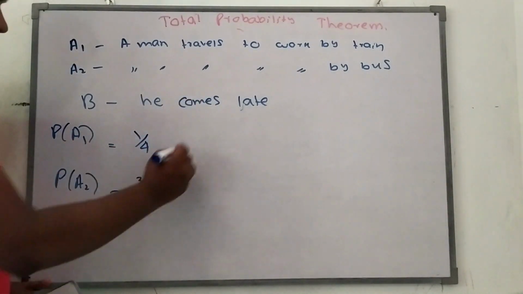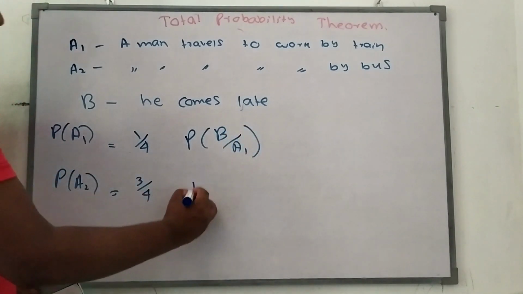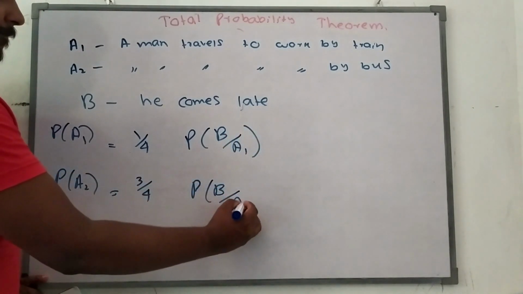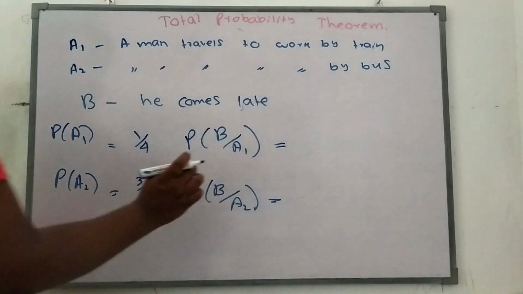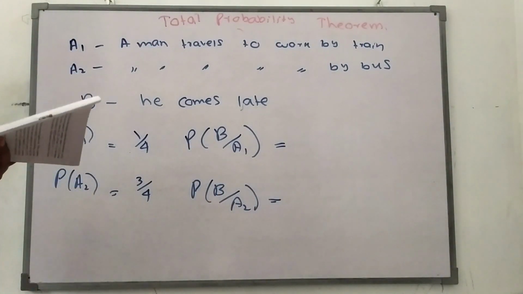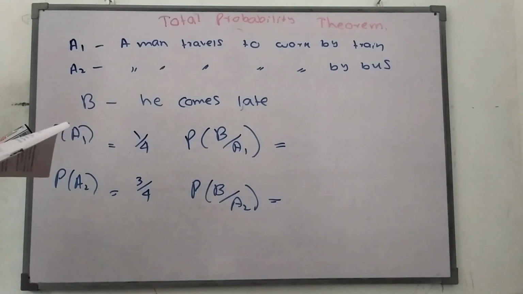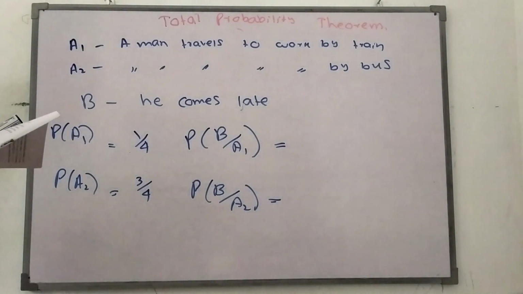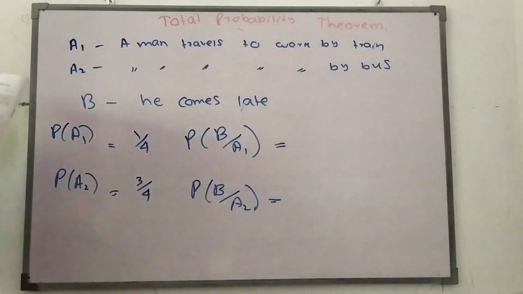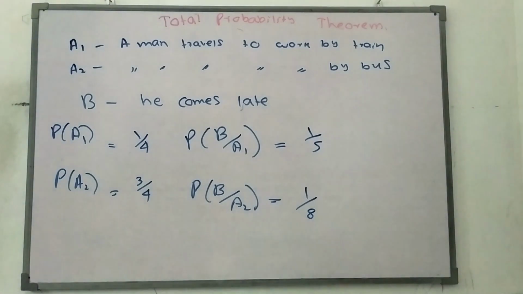He comes late when he travels on train, B over A1, 1 over 5. He comes late when he travels by bus, 1 over 8. What is the probability that he comes late for work on a particular day?